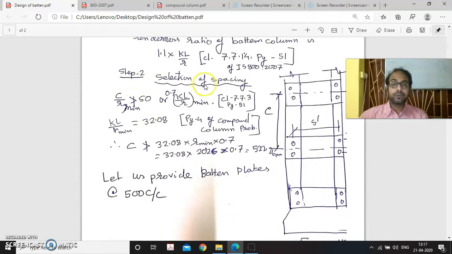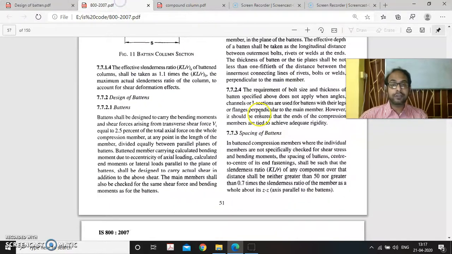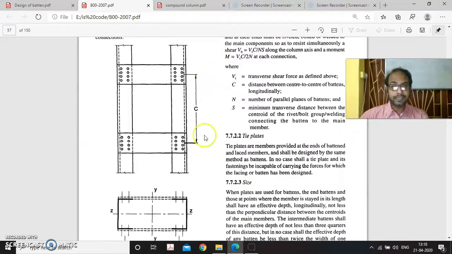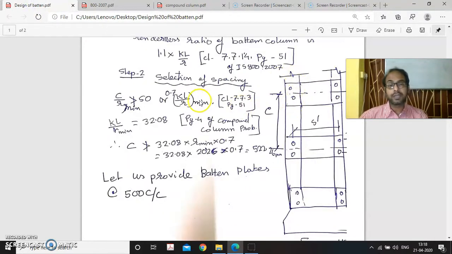Here, step 2, we have drawn this. This batten should have a specific spacing, and we have referred to it as C. It is also referred to in the code as C. So we have just copied this picture, but we have only considered one line of bolt. And they have referred in clause 7.7.3 that this C by r, that is after providing the batten, the slenderness ratio of this portion should be either less than 50 or 0.7 of the KL by r, whichever is minimum.